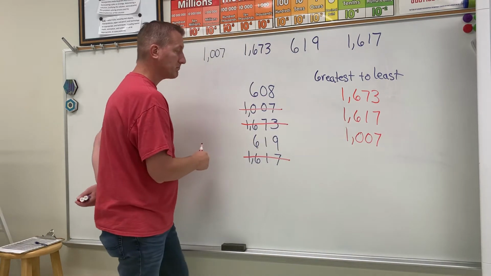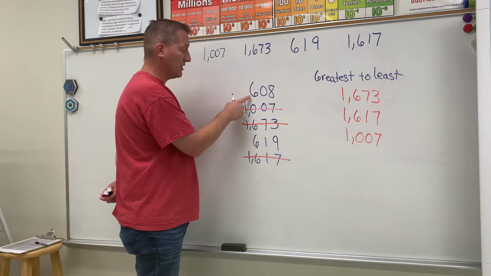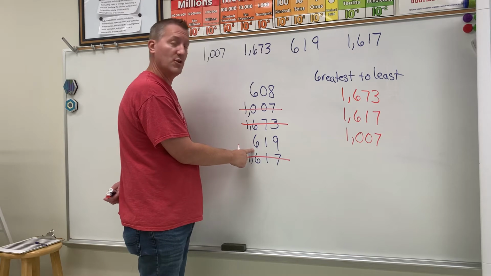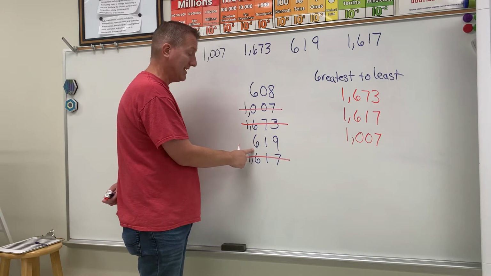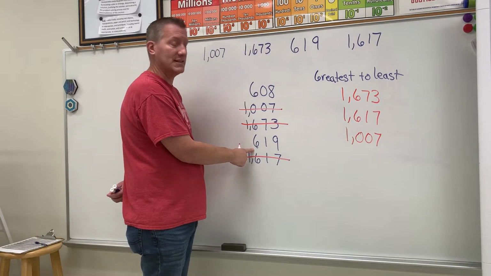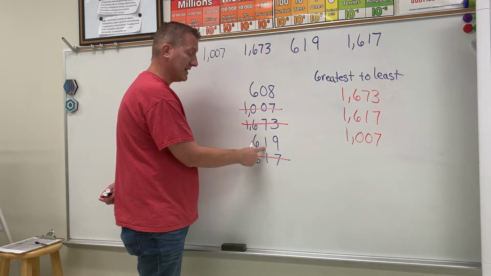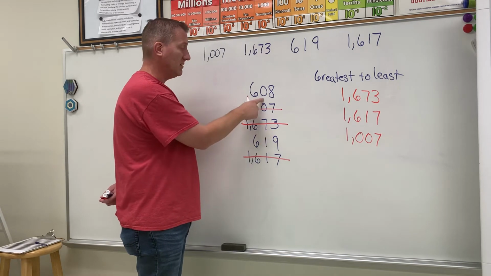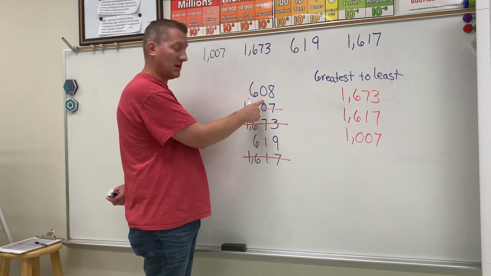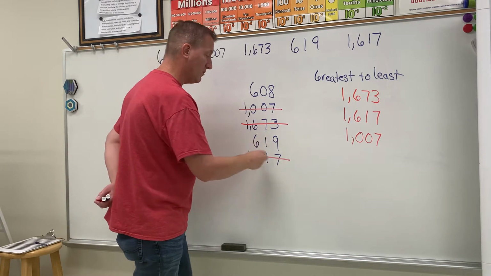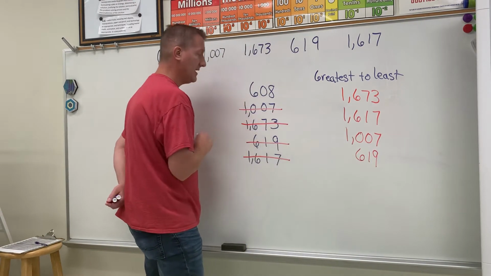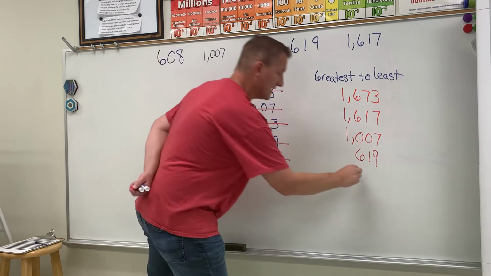All right, now with the two remaining ones, we're going to look in the hundreds place, and this one has a 6, and this one has a 6. So they're both the same in the hundreds place. So what place value do you think you go to next? Yeah, the tens place. So you go to the tens place. This one has a 1. This one has a 0. What's greater, 1 or 0? A 1 is greater. So this one would be the next number. So 619 comes next. And then the last number is 608.